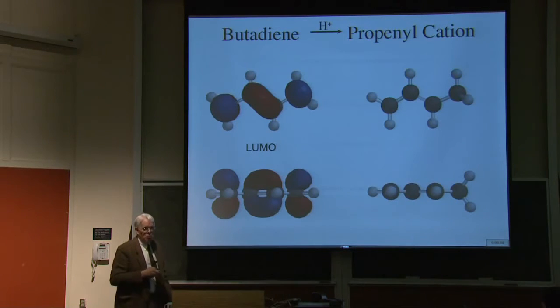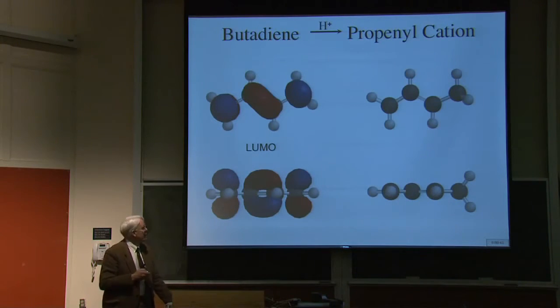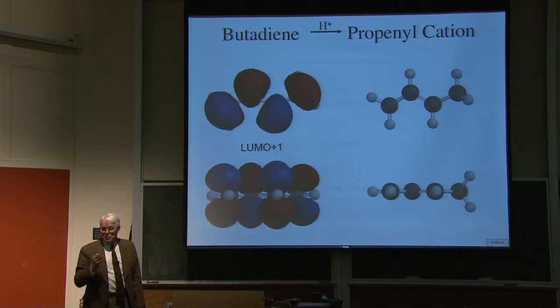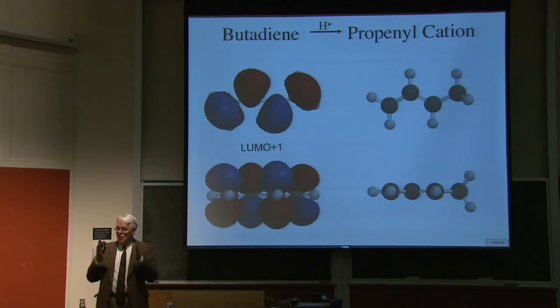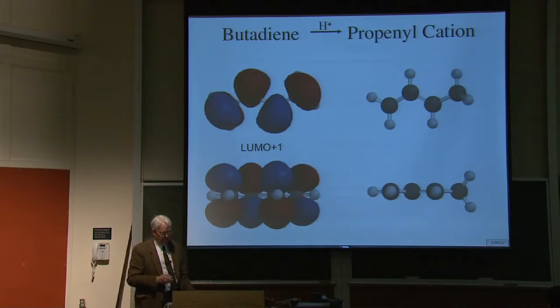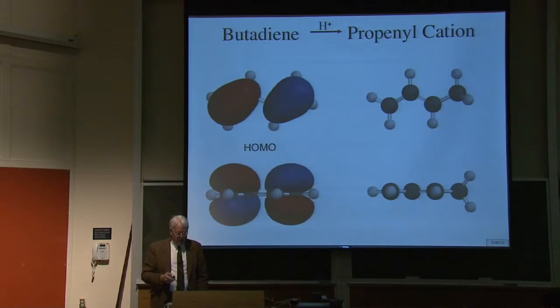And what do you think the LUMO plus 1 looks like? It's got 3 nodes. So you've got no nodes, 1 node, 2 nodes, 3 nodes, for combinations among those p orbitals. Now, the HOMO is the one you want to attack with the proton. So where should you attack it? Probably you get the best overlap in there, right?